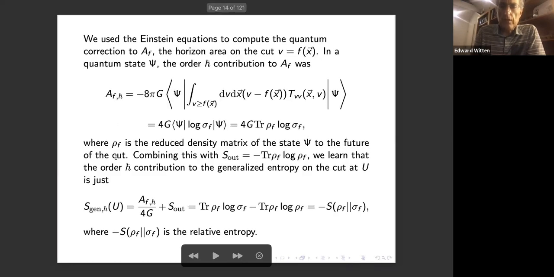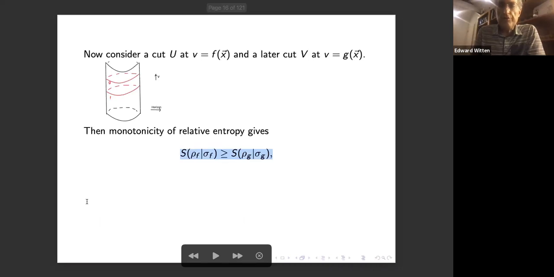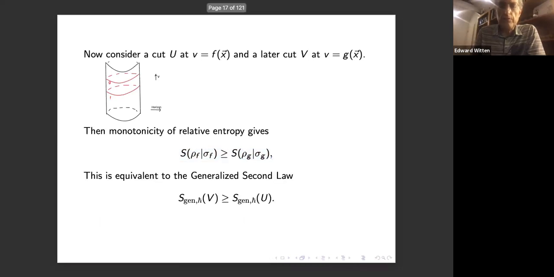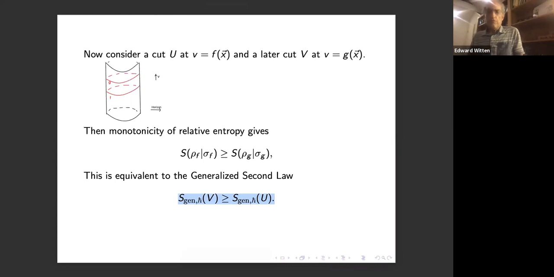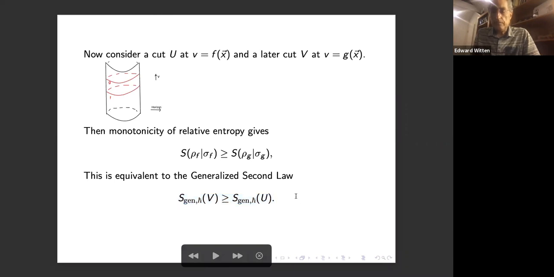But since the relative entropy is minus the quantum correction to the generalized entropy, we get the same inequality for the generalized entropy, but in the opposite direction. So monotonicity of relative entropy becomes the generalized second law, that the generalized entropy in the smaller region, but here, instead of saying smaller region, you should think later cut, the generalized entropy at a later time is bigger than it is at the earlier time. So that's the generalized second law.